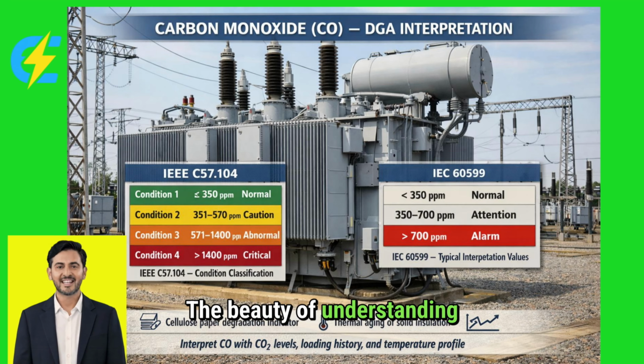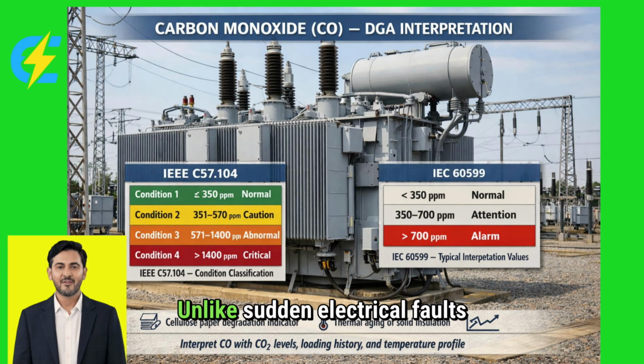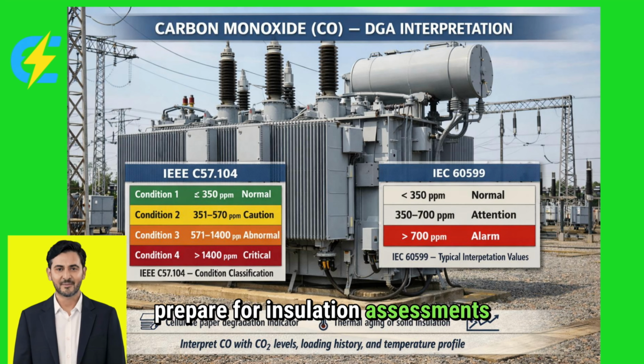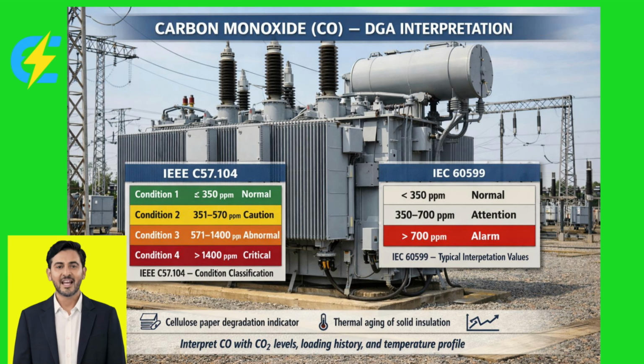The beauty of understanding carbon monoxide trends is that it gives you time to act. Unlike sudden electrical faults that can cause immediate failures, insulation aging is a gradual process. When you see increasing carbon monoxide trends, you can plan maintenance windows, prepare for insulation assessments, and make informed decisions about the transformer's remaining life.